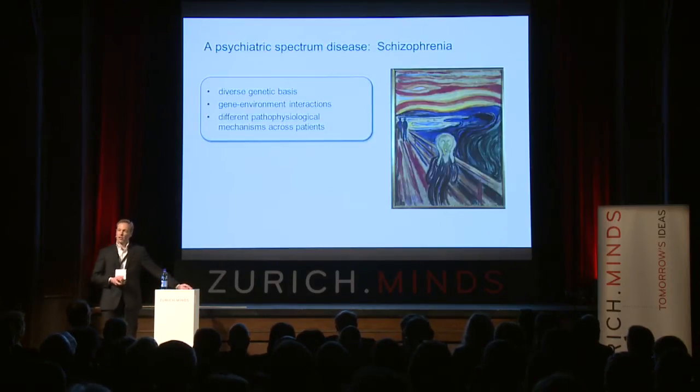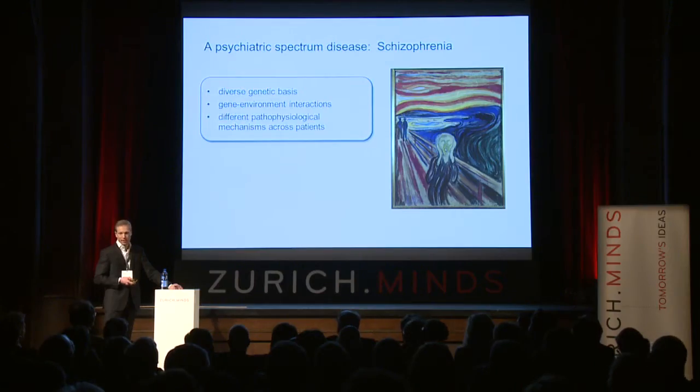Now, let's compare that to psychiatry. Let's just take one example, but it's quite representative. Say schizophrenia. Like hypertension, it's a spectrum disease with a diverse genetic basis, gene-environment interactions, and probably very different pathophysiological mechanisms across patients. But unlike hypertension, we don't have a single diagnostic test.